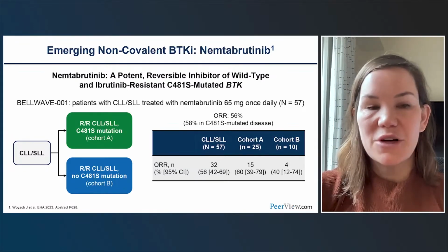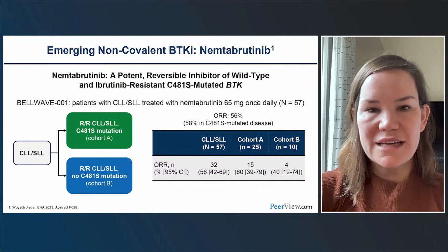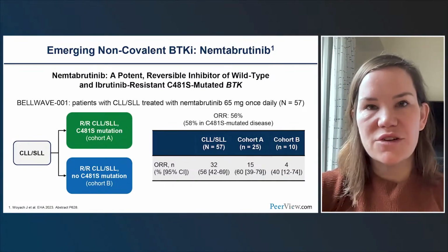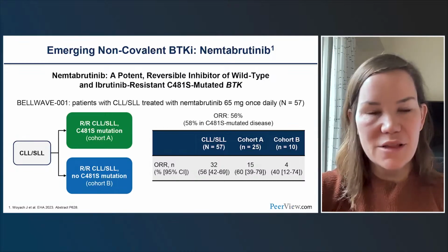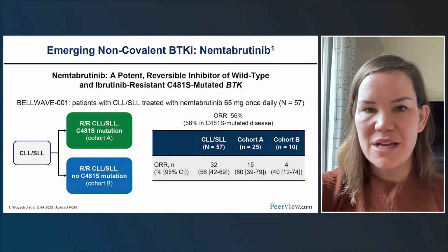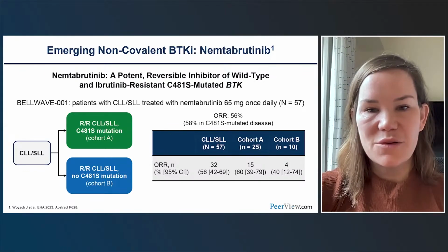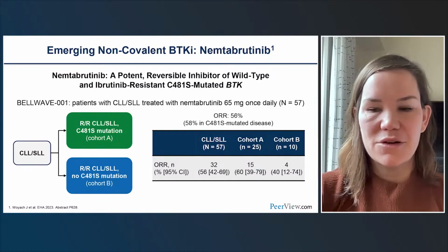And so they had different cohorts, whether or not patients did have the C481S mutation or did not. And the number of patients accrued is significantly lower, of course, than the Bruin trial, which was 300-some CLL patients. So here we're seeing 57 patients total. And then among cohort A and B, it's 25 and 10 patients respectively. We do see that this drug also has activity, and so the response rate is right around 56% for the entire group.